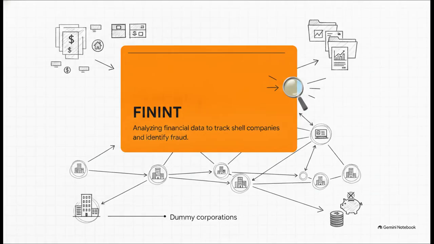When you start overlapping this kind of raw property data with corporate filings, you enter the realm of FinInt, or financial intelligence. By meticulously tracking these public records, investigators can clearly map the flow of money through dummy corporations and shell companies. It lets them identify fraudulent activities or tax evasion simply by analyzing the completely public paper trail.